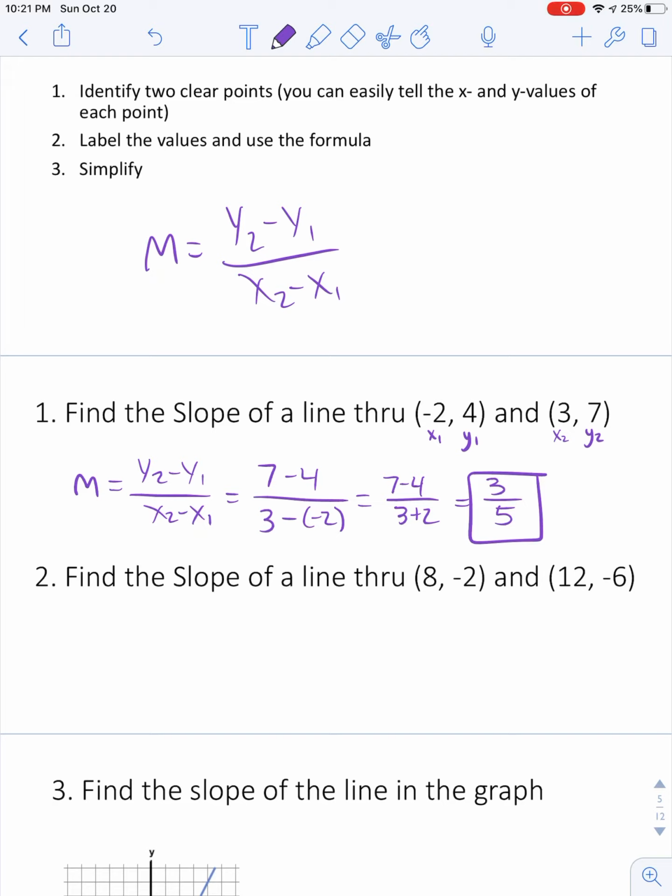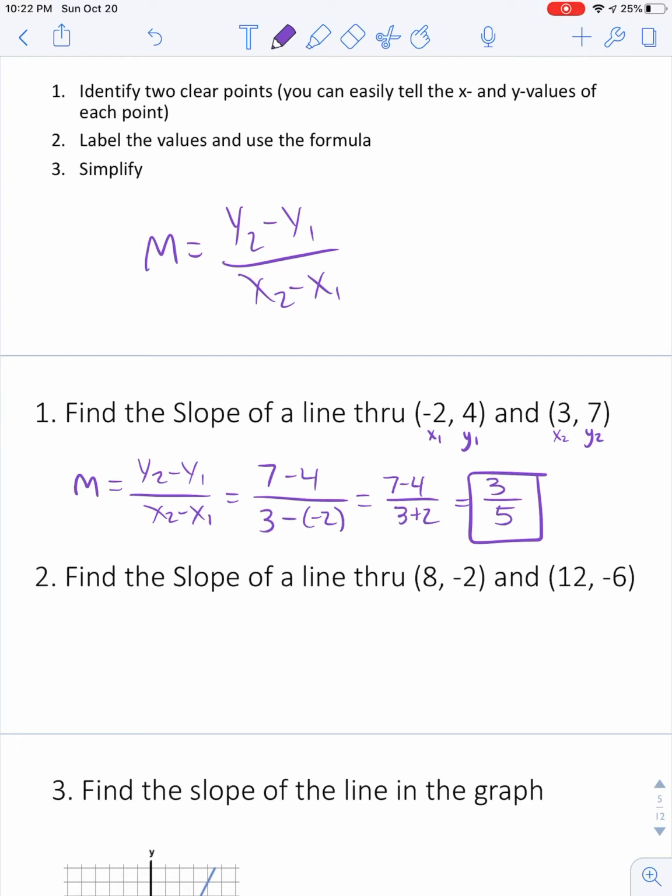And that's our slope. We want to leave that as a fraction. When you're asked to find a slope, you want to leave it as a simplified fraction. Later on in the lesson, when we're dealing with rate of change, we can switch to a decimal. But when we're doing slope, we want to leave it as a reduced fraction.